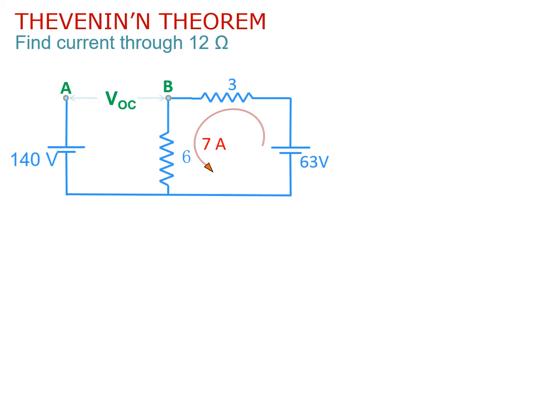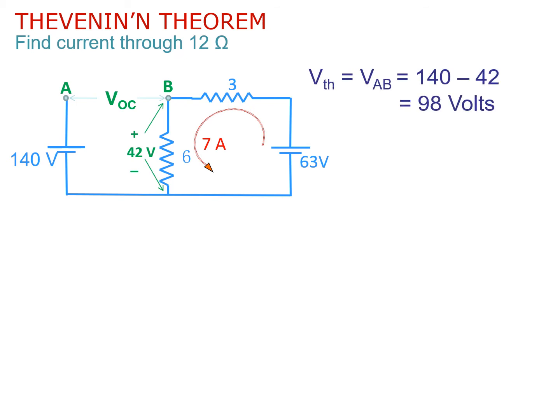This 7 ampere current will develop a potential difference of 7 into 6, 42 volts with positive terminal at the current entering top terminal. Now V Thevenin will be equal to VAB under open circuit conditions. It will be 140 minus 42, 98 volts. Let us find out the R Thevenin.